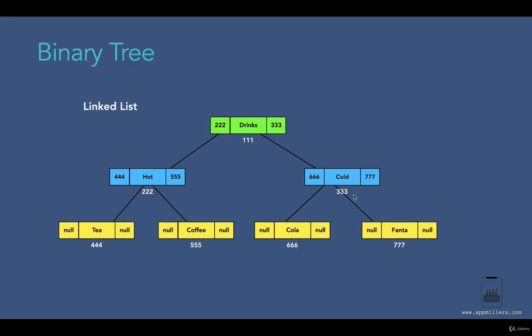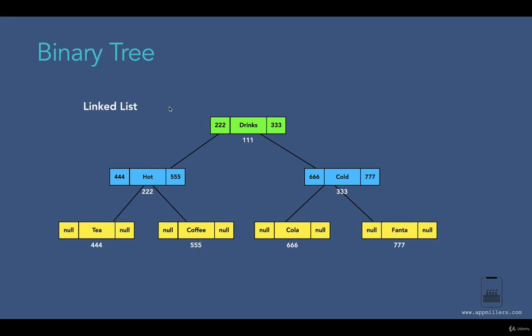Similarly, the same logic is applicable here. In cold, we have cola as the left child and Fanta as the right child. You can see that in the left pointer of cold we have 666, which is the physical location of cola. In the right pointer we have 777, which is the physical location of the Fanta node. Similarly, these nodes' left and right pointers are null because they are leaf nodes and don't have any child. So this is how we can represent a tree using linked list.